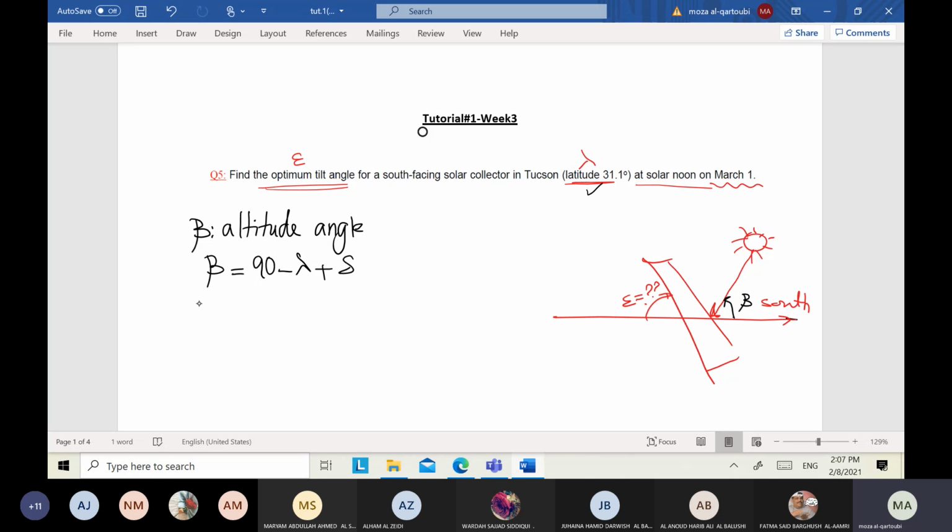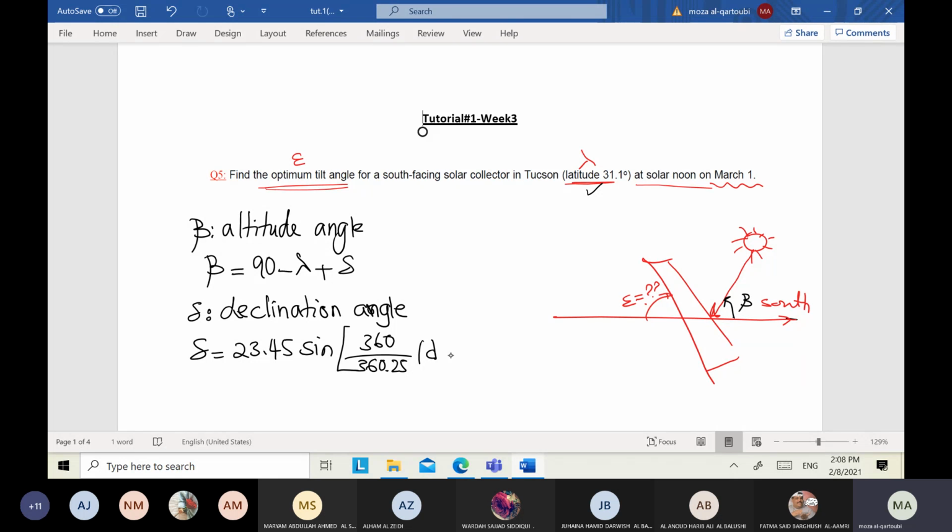How to find delta? Anyone remember? Delta is called the declination angle. It is found as delta equal 23.45 sine of 360 over 365.25 times D minus 80, where D is the number of days, and all angles are in degrees. We have the date given, the 1st of March, so we can find D. So from the declination angle and latitude angle, we find the altitude angle beta. Okay, we have the altitude angle now. I will go back to how to find the elevation or tilt angle, epsilon.